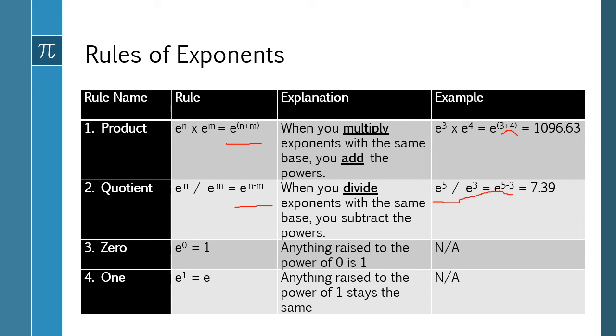Here are a couple of other rules which will come in handy. The next rule is the 0 rule, which says e raised to the power of 0 is 1. And that applies to anything raised to the power of 0, and that's 1. Okay? And then the final rule says anything raised to the power of 1 stays the same. And so that means e raised to the power of 1 is e. Okay, so these rules will come in handy when we do logistic regression, so I wanted to review them quickly.